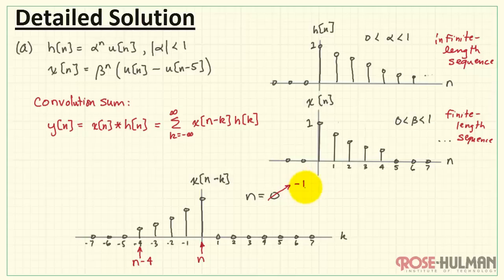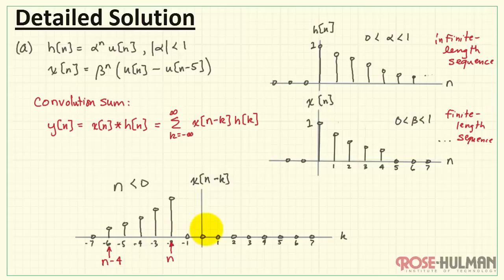Now, if I change n to the value -1, let's see what happens. n becomes -1. n minus 4 becomes -5. And we see these 2 points shift one place to the left. So that slides x back one place. Now, for a general case of n less than 0, we see that x would be shifted back on the left side. All right, now let's do the same thing for h of k.